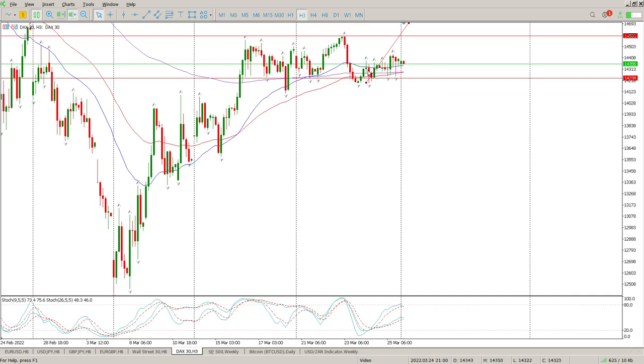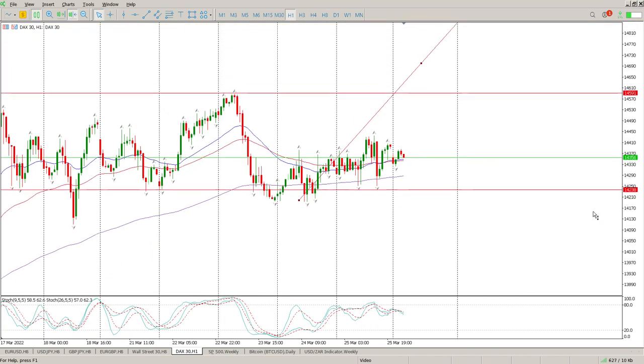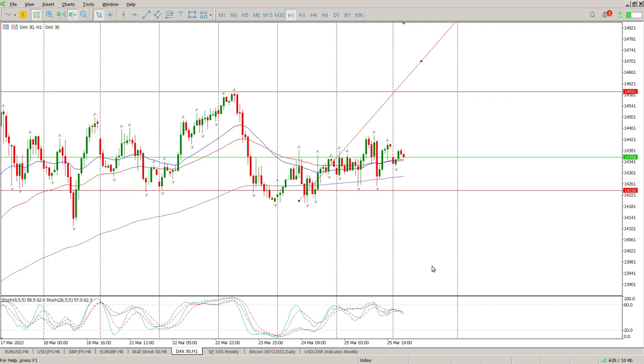Pay attention to moving averages. You can see the 155. We're finding support on the 155. That is why this area of 15,238 is critical today. You need to pay attention to that. If we start dropping below that, then more than likely a move to the downside.